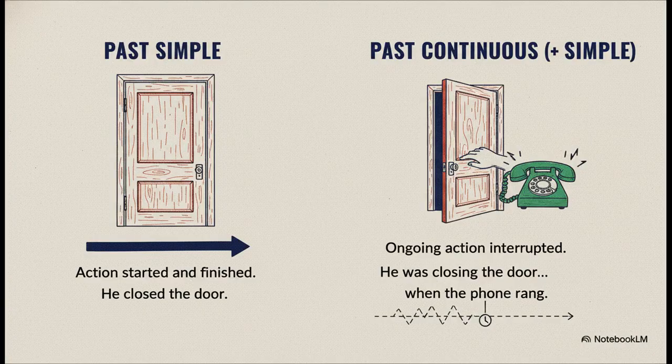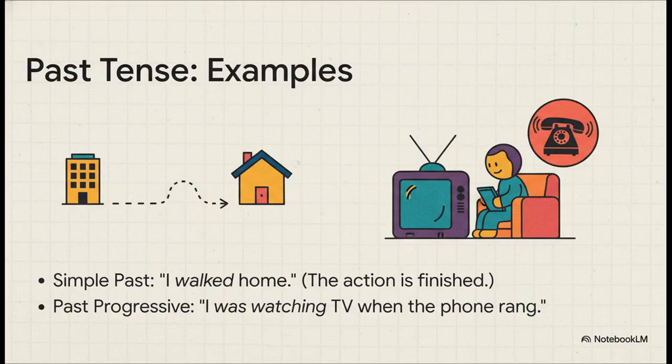And wow, this slide just illustrates the idea perfectly. On the left, you see that single point in the past, an action that started and finished. Boom, done. He closed the door. Story over. But on the right, you see that ongoing action that gets cut off by something else. He was closing the door when the phone rang. The action was in progress. So for example, I walked home is a complete report. That's it. But I was watching TV when the phone rang.